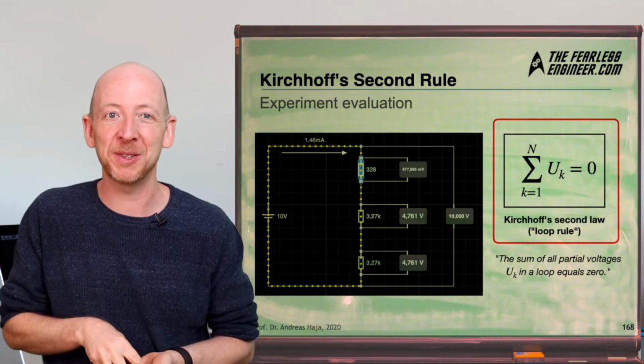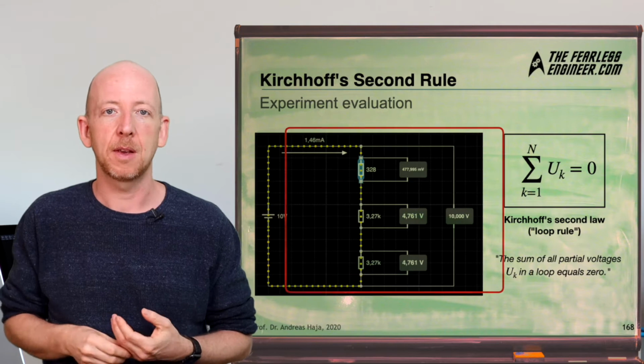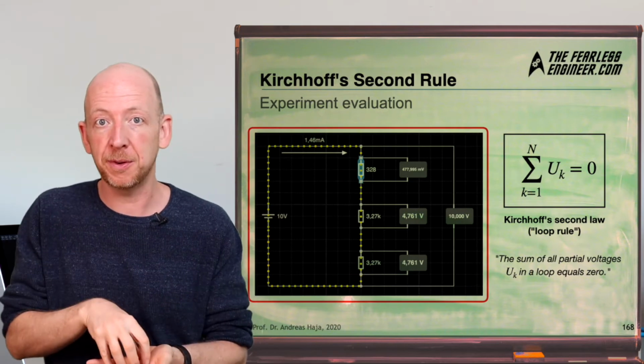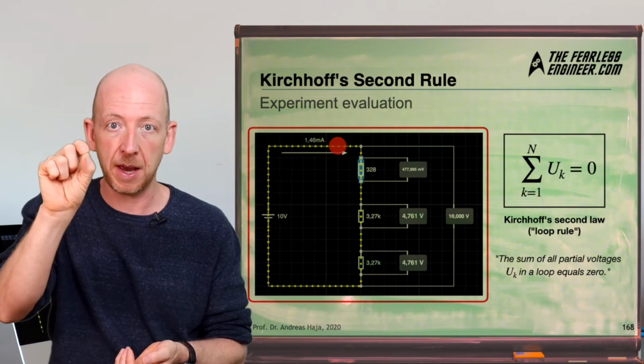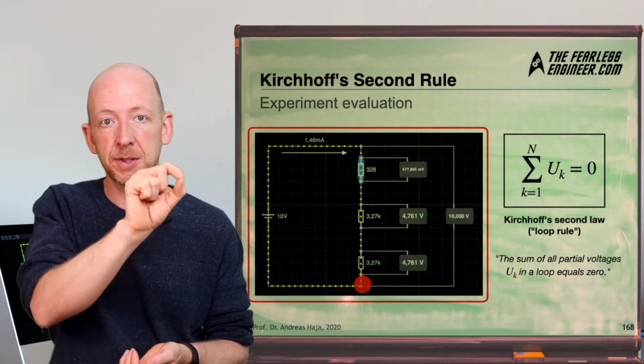Now let's take a closer look at this expression by using a circuit diagram. And basically what we've done with our measurement so far is this. We have followed the path of the current from one terminal to the other and added the partial voltages along the path.